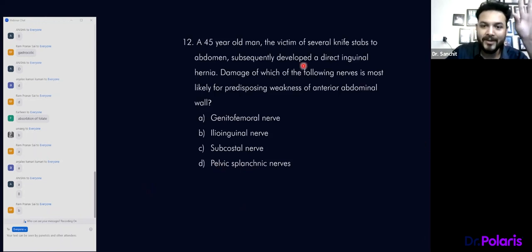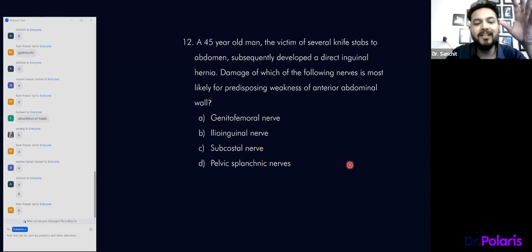Okay. Now let me tell you, ilioinguinal nerve is absolutely the right answer. Why am I saying ilioinguinal nerve? See, subcostal is always next to my costal ribs. It cannot be, because there is a stab wound in the abdomen. It cannot be subcostal. Now I come to all of these branches. First, let me discuss the ilioinguinal nerve. Can any one of you tell me the course of the ilioinguinal nerve? Where does this ilioinguinal nerve come out?